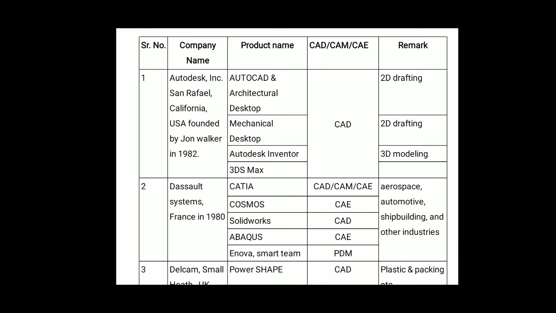Next, Dassault Systèmes. That company provides CATIA, Cosmos, SolidWorks, Abaqus, and Enovia, and they are used for CAD, CAM, and CAE purposes. We can use this type of software in the aerospace, automobile, shipping, building and other industries. And the third one is Delcam, which provides PowerSHAPE, which is basically used as a CAD system for plastic and packaging purposes.